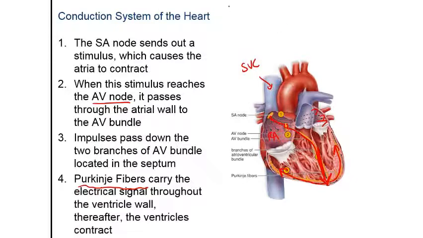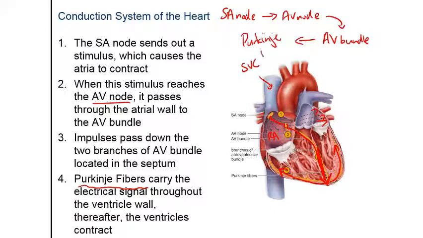So the signal begins at the SA node, right? It will travel to the AV node, and then it will go down the septum through the AV bundle, and then finally to the Purkinje fibers. Okay, and as the signal is traveling from the SA node to the AV node, the atria will contract.